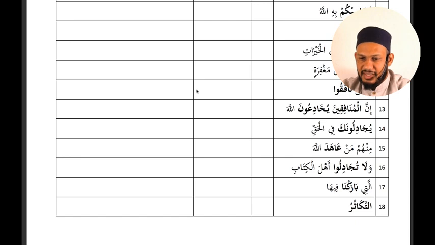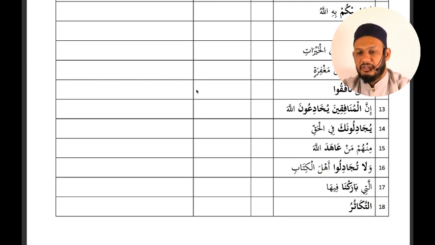Number 12. الَّذِينَ نَافَقُوا. نَافَقَ. Go down. نَافَقُوا. Those who displayed hypocrisy. So just to note, number 12 is not the amr, because the amr would be nafiq. Nafiqu would be the amr. Nafaqu is the madi.